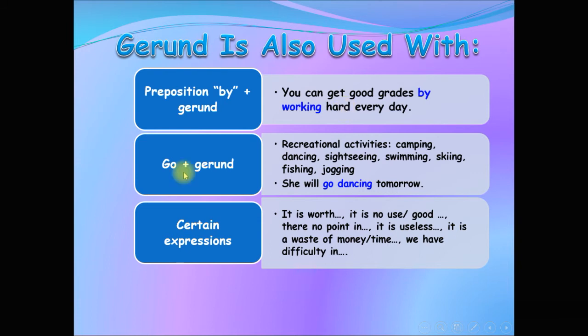Usually used for recreational activities: camping, dancing, sightseeing, swimming, skiing, fishing, jogging. So she will go dancing tomorrow. You cannot say she will start dancing, but for a certain meaning you can use go dancing. For certain expressions like it is worth blah blah blah, it is no use, or it is not good blah blah blah, there is no point in blah blah blah, we also follow these with gerund.